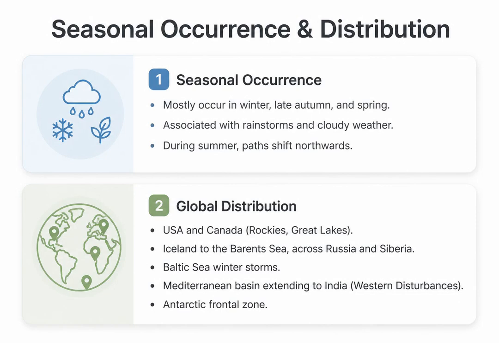When and where do these temperate cyclones happen? Seasonally, they are most frequent in winter, late autumn, and spring, bringing rainstorms and cloudy weather. In the summer, their paths shift much further north. Geographically, they have a wide distribution.